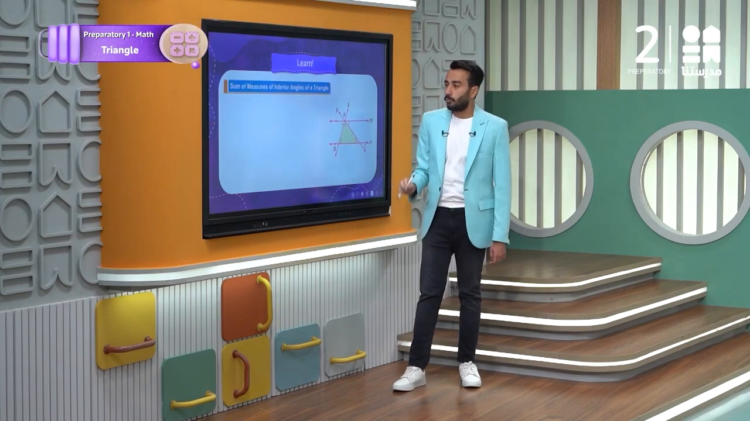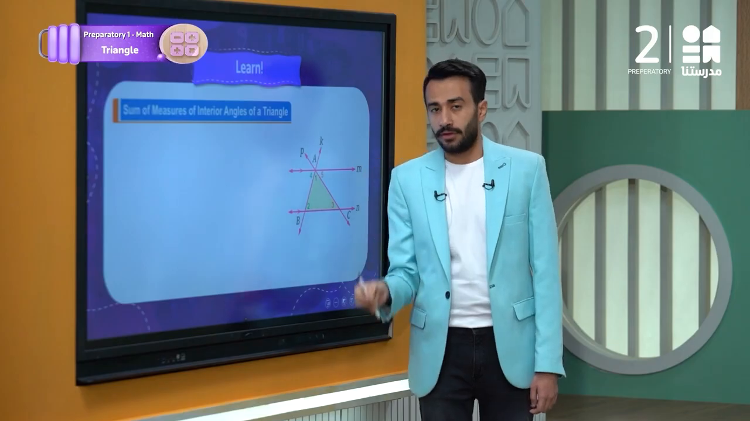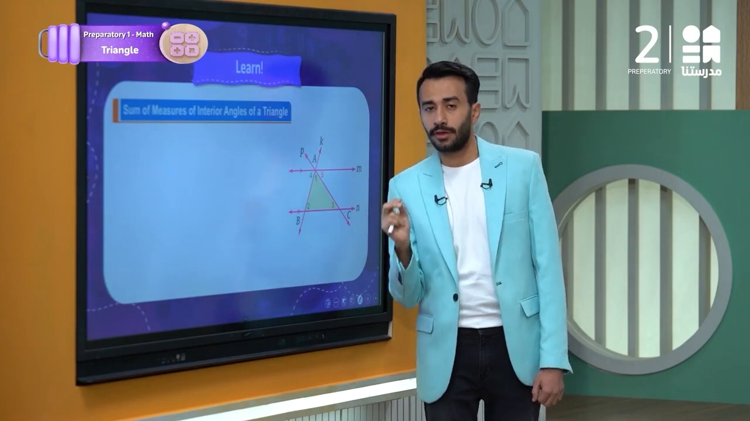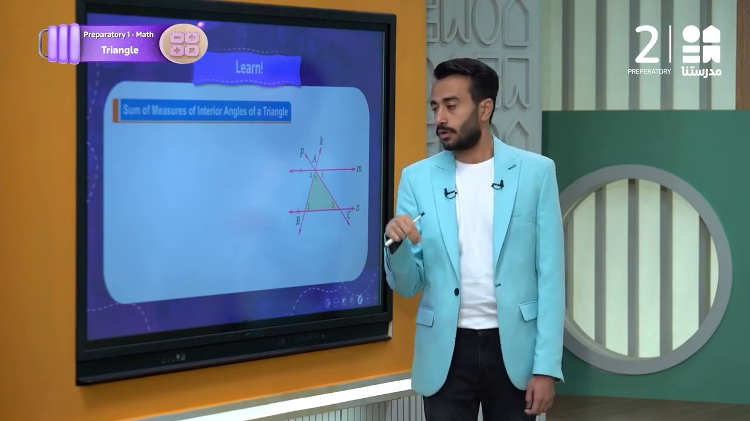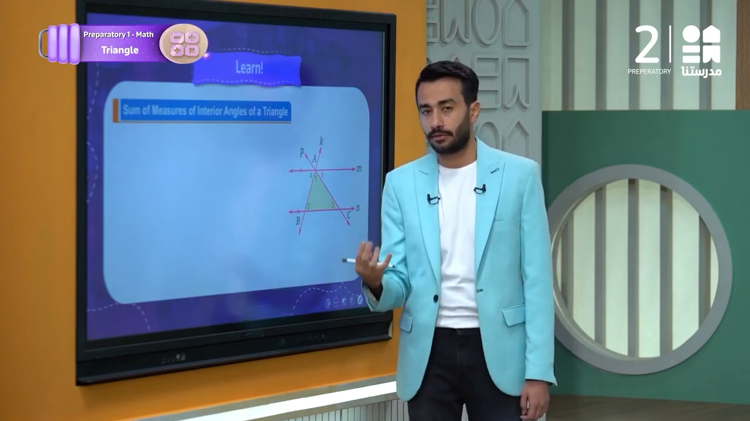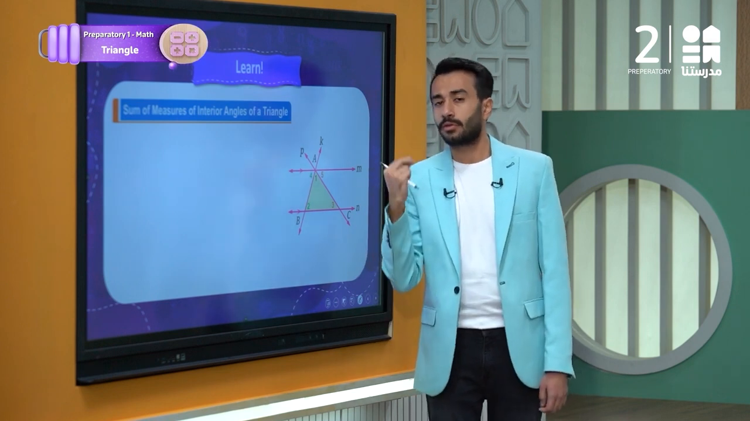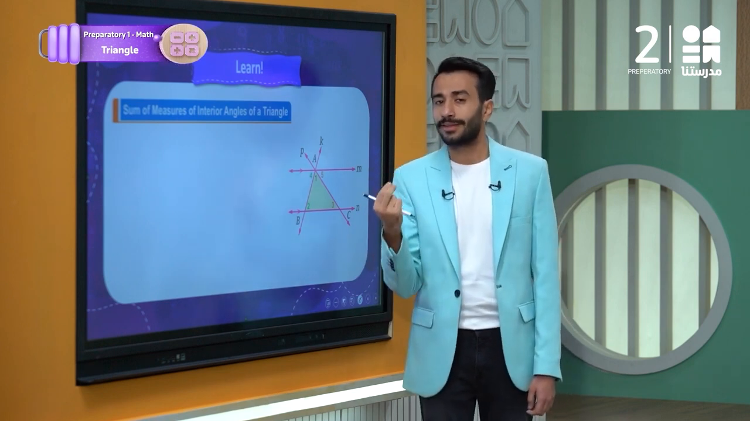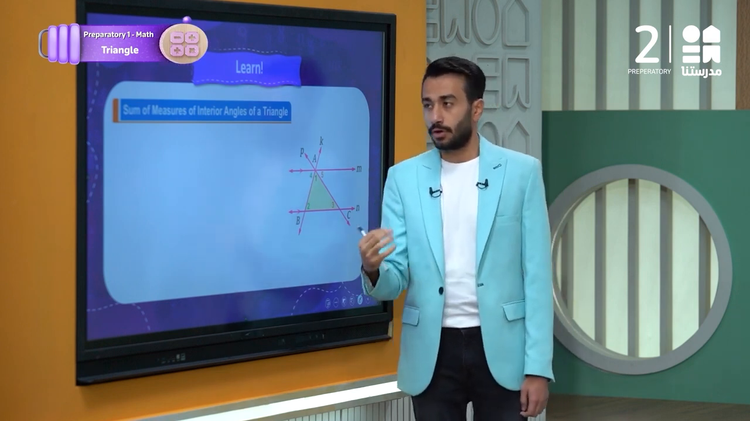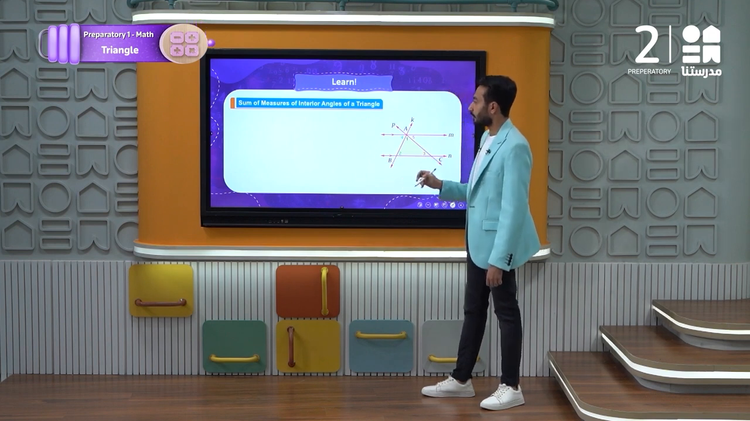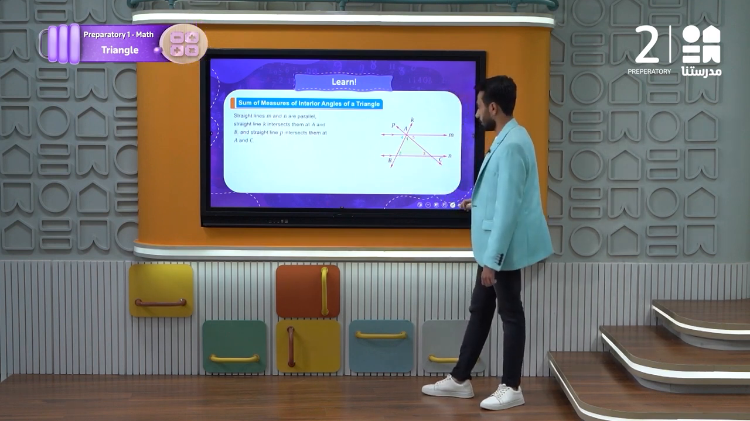But today we will demonstrate and focus with the triangles inside the triangles, which is the angles. احنا الجزء اللي فات كنا بس عايزين نعرف ازاي نقدر نستخدم اللاينز عشان نرسم triangle. But now we have to start with angles. Sum of measures of interior angles of a triangle.